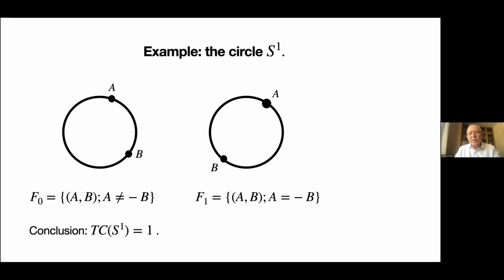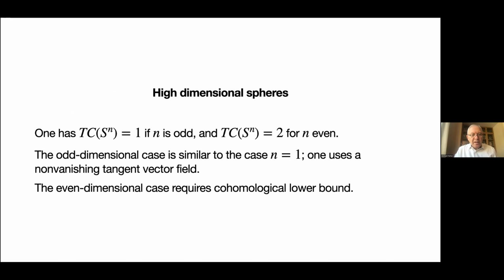And if they are antipodal, then what we do, we use the fact that the dimension of this sphere is odd. So we know that the sphere admits a tangent vector field which is non-zero at every point, everywhere non-zero tangent vector field. So we can move from A to B along the geodesic arc which has initial velocity vector given by this vector field at point A. And this shows that the topological complexity of any odd dimensional sphere is 1.